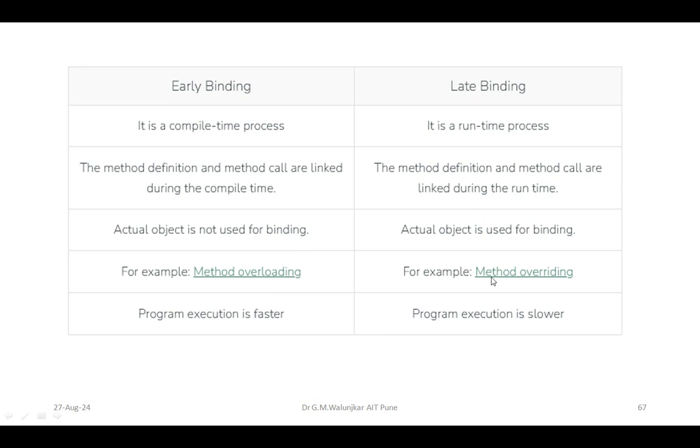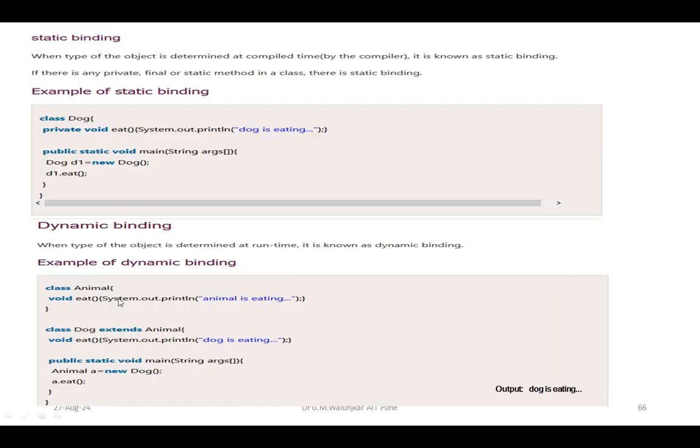Whereas in late binding, the example is method overriding. In this particular method overriding concept, two classes are involved, as we have seen here. That means class animal and class dog are there. Both the function names remain the same. The only thing is that we are going to override the method of the parent class in the derived class. So that is nothing but method overriding, which is also considered dynamic binding.